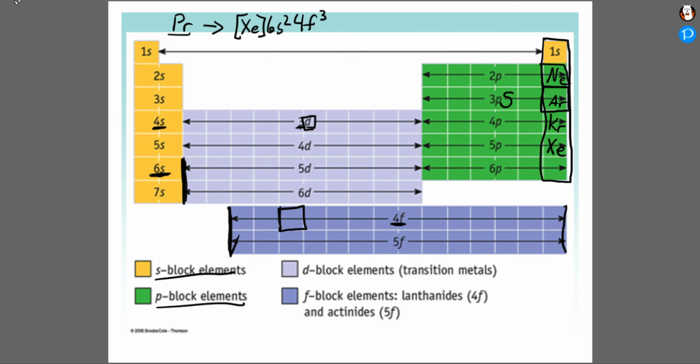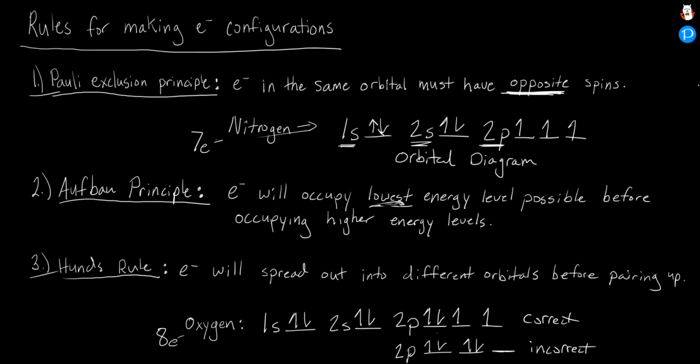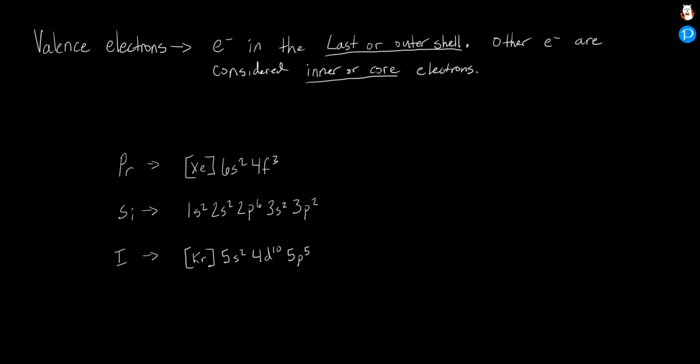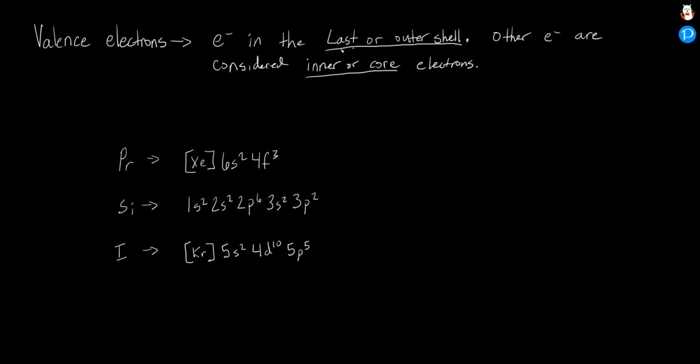Last thing, let's come back over here, and the last thing we're going to talk about is valence electrons. The valence electrons are the ones that are in the last or outer energy level, the highest energy level. Those are called valence electrons. They are important because those are the ones actually involved in the chemistry and in all the bonding that happens. All the other electrons are considered inner or core electrons.